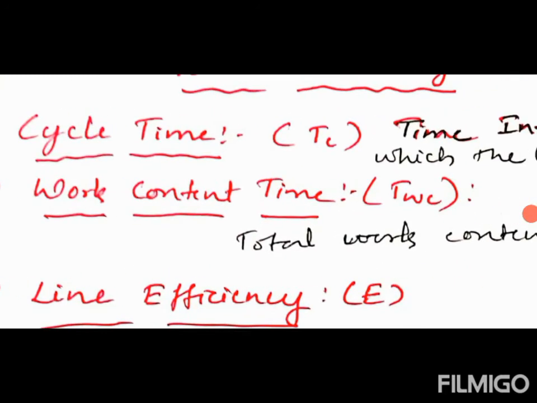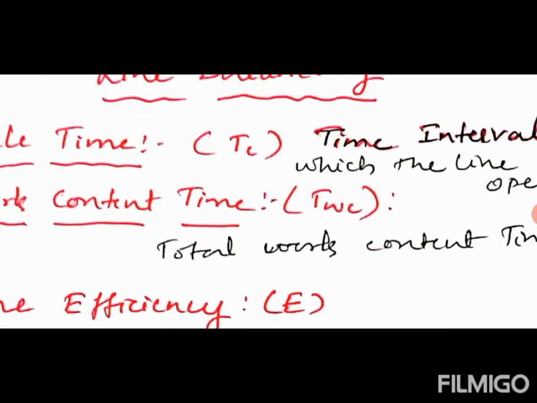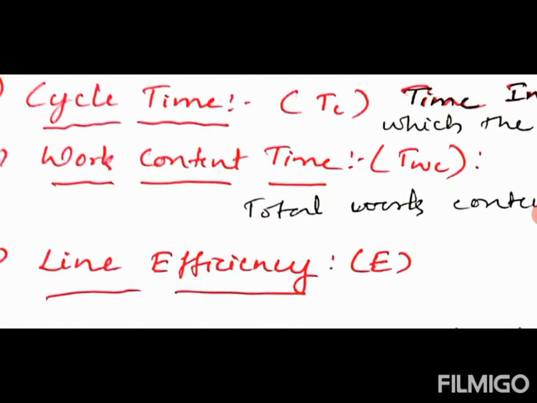Next, second one comes the work content time. Total work content time is nothing but the total time for a part to be manufactured on the shop floor. That is, starting from raw material, from the first workstation, second workstation, third workstation, it will be moving on and further come out of the production unit. So the total time it takes to manufacture that one, that is what we call TWC, total work content time. Fine.